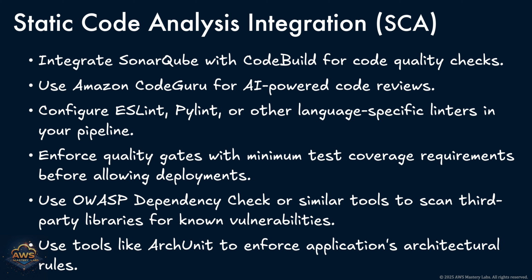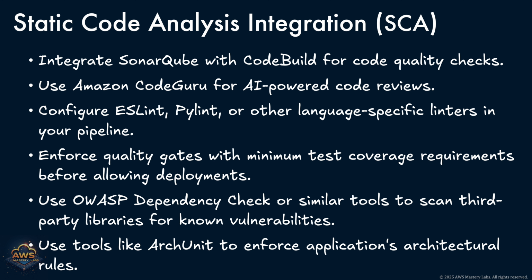In addition to full-scale analyzers, language-specific linting tools such as ESLint for JavaScript, PyLint for Python, or CheckStyle for Java help catch formatting issues, enforce coding standards, and flag potentially problematic code patterns. To enforce discipline in your development lifecycle, you can set up quality gates. These are criteria, such as minimum unit test coverage or maximum allowed complexity, that must be met for the pipeline to continue. If the code doesn't pass, the deployment is halted, ensuring only high-quality code is shipped.